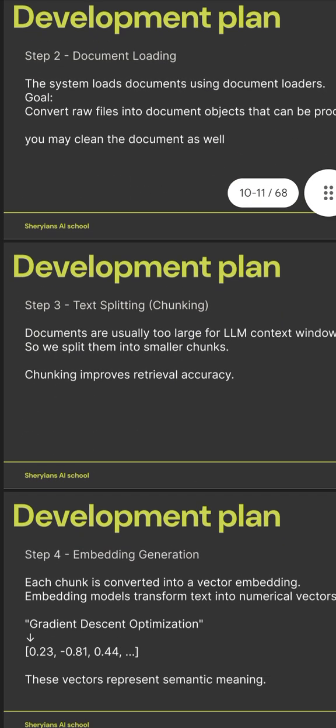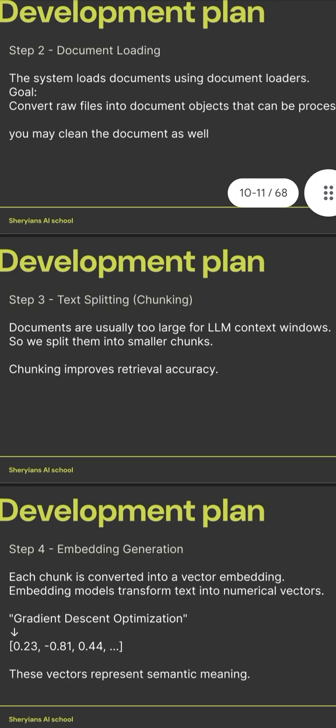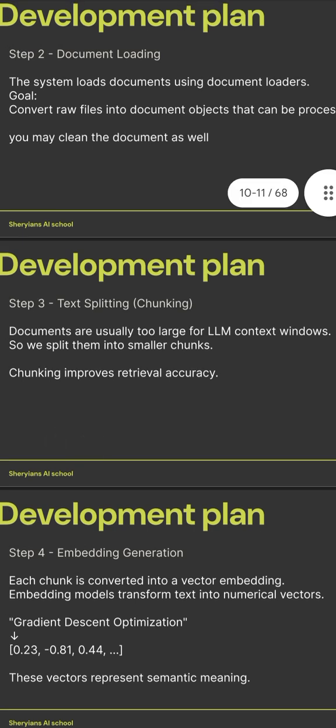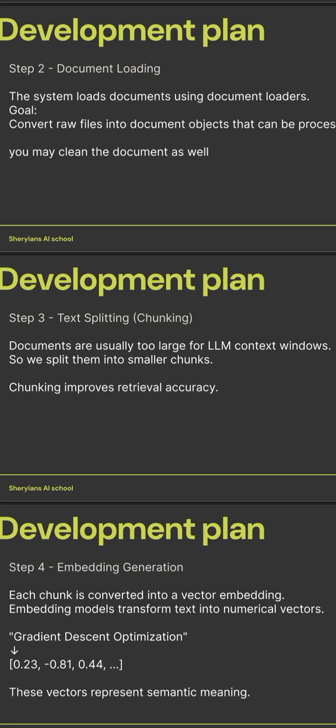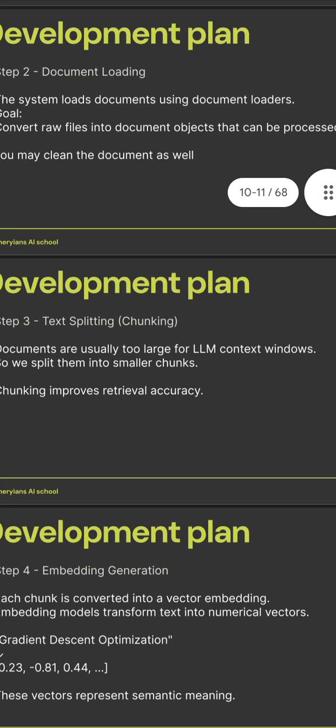Then in the next step, we have text splitting, which is chunking. Documents are usually too large for LLM context windows, so we split them into smaller chunks. An LLM cannot take all of your documents at once, so we have to split them into small chunks, because the LLM's context window is limited.